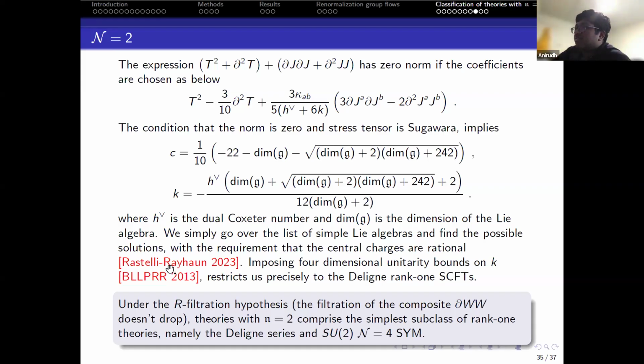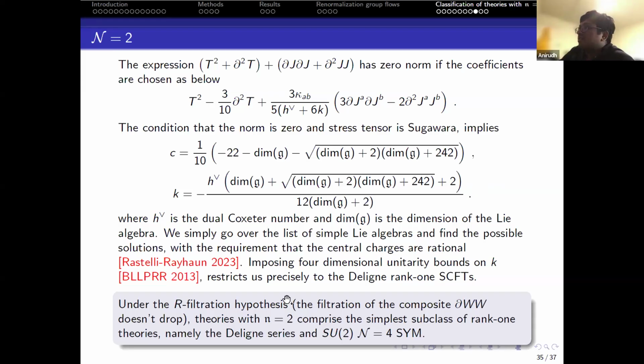This is a fact that has been shown recently by Leonardo and Brandon Rayhaun, that the 4D N equal to 2 central charges are rational. So you go over the list of all simple Lie algebras and impose that things are rational, and also impose 4D unitarity bounds. This will restrict you to simply Deligne rank 1 SCFTs, and no other solution is possible.